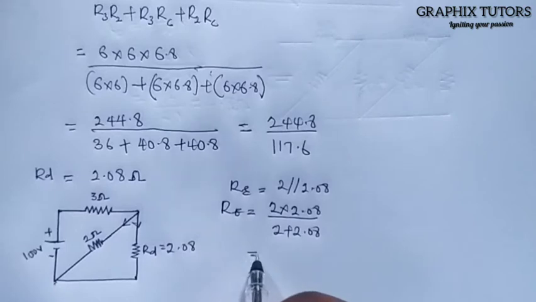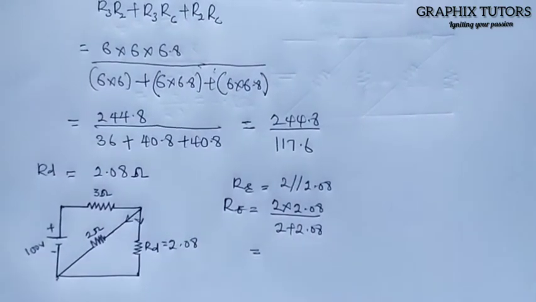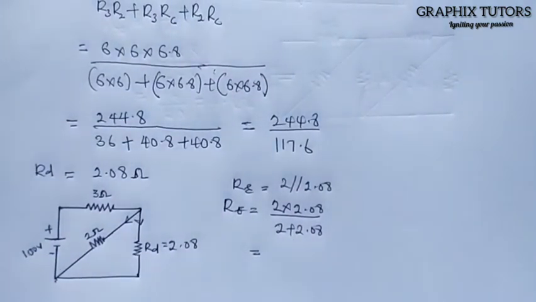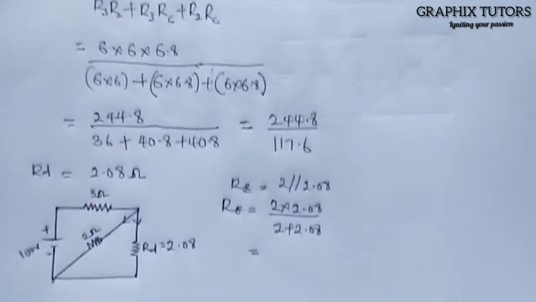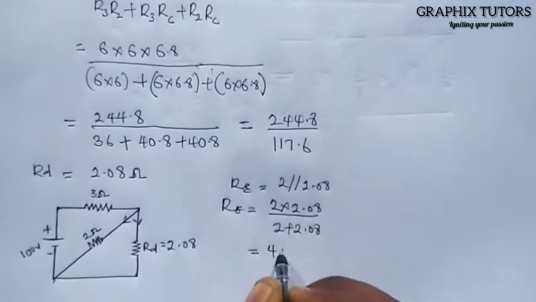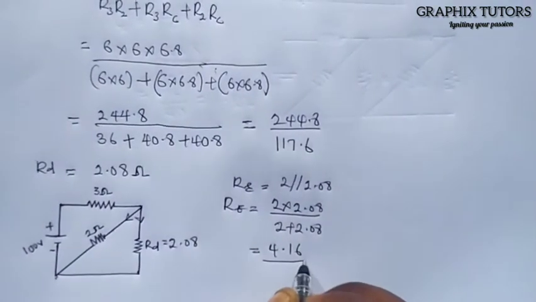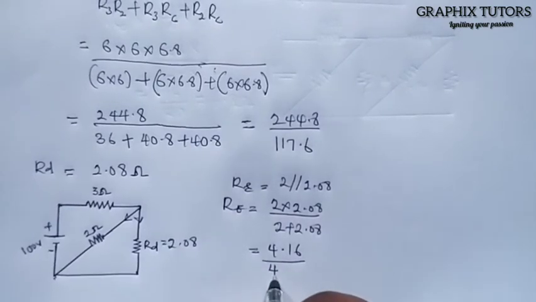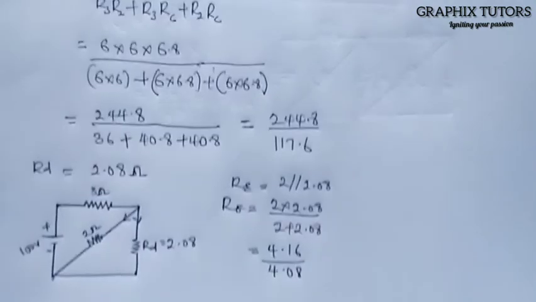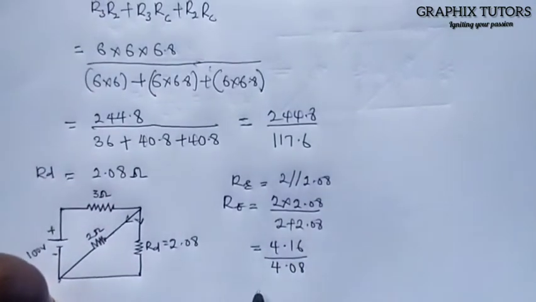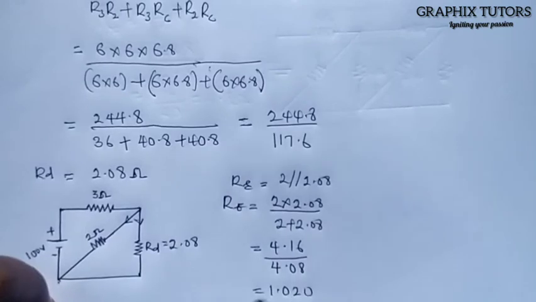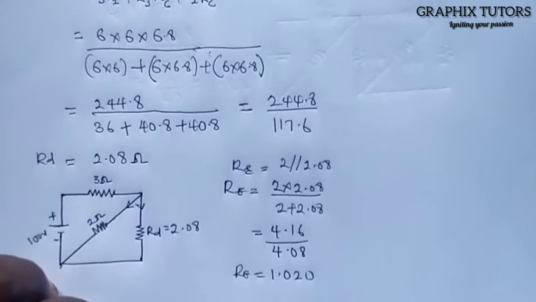So from here, if I multiply 2 times 2.08 will be 4.16, all over 4.08. So we'll be having 1.020, 1.020, that will be my RE, right? So you're doing it that way.